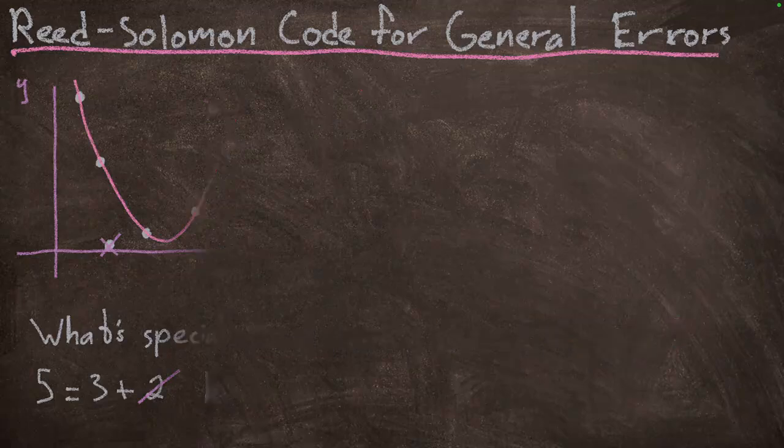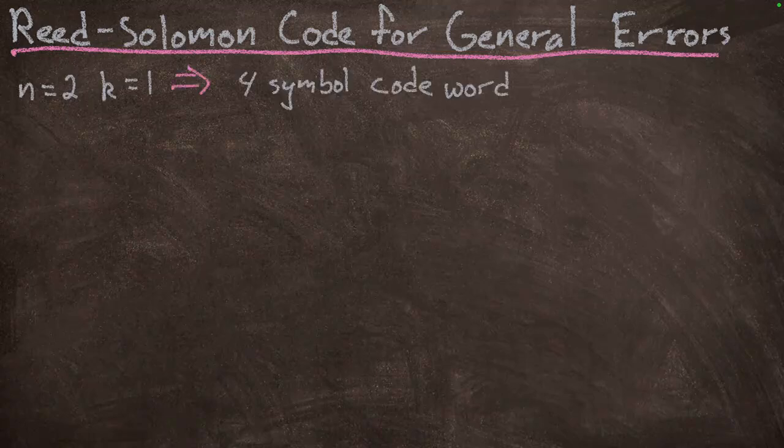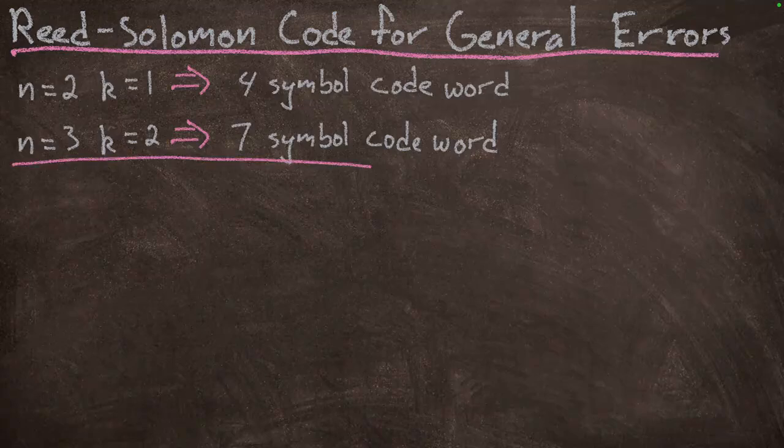Okay, so let's look at this more generally. We saw n equals 2 and k equals 1, and we needed a 4-symbol code word for that. We saw n equals 3 and k equals 2. We need a 7-symbol code word for that, because we need 5 points to pass through a parabola. So make a guess. How big of a code word do you need to handle n message symbols and k errors? Just make a guess in your head.